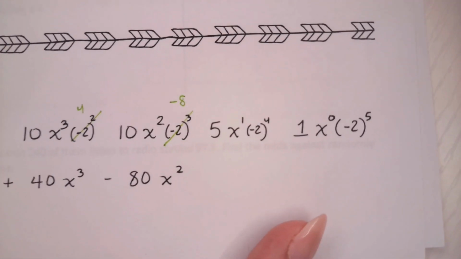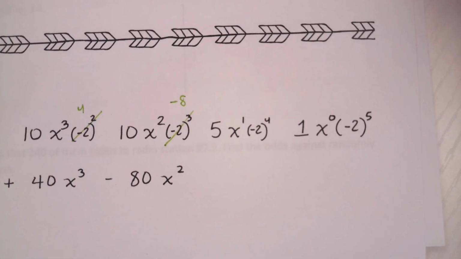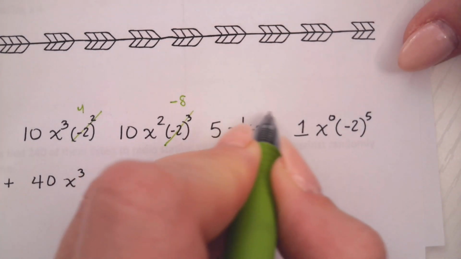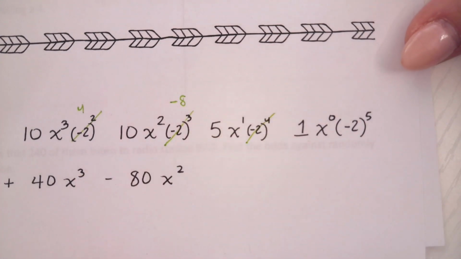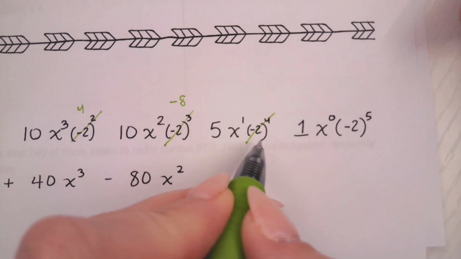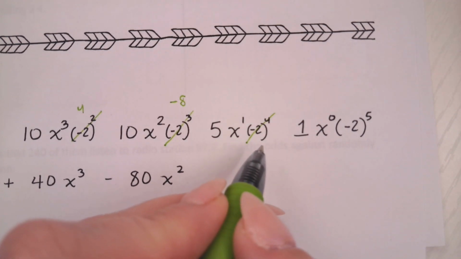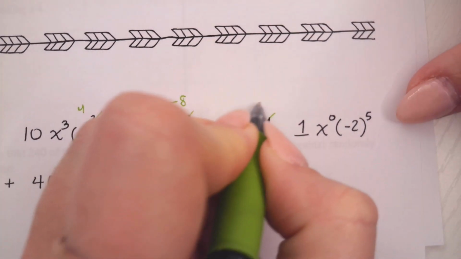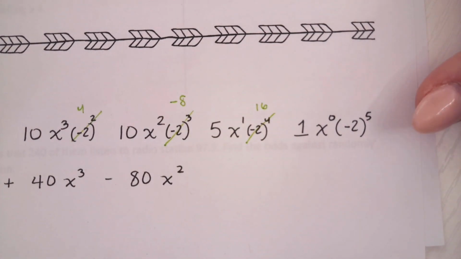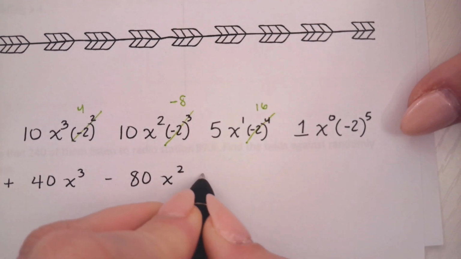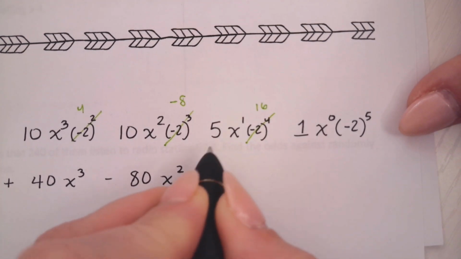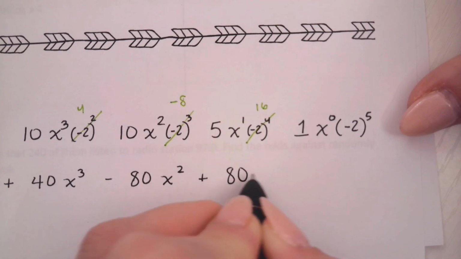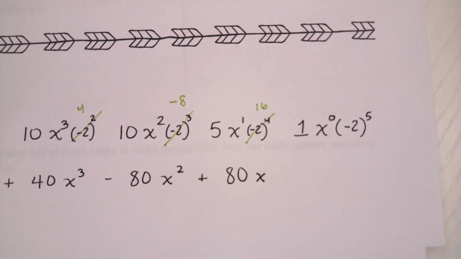Okay. Let's see. I got a 5. I got an x to the 1st, and I have a negative 2 in parentheses to the 4th power. Negative 2 to the 4th power would be negative 2 times negative 2 times negative 2 times negative 2, which is 4 times 4, which is 16. And then I got a 16 times 5 times an x to the 1st power. 80x, good job. And you don't have to write that x to the 1st power anymore, you can just write x.